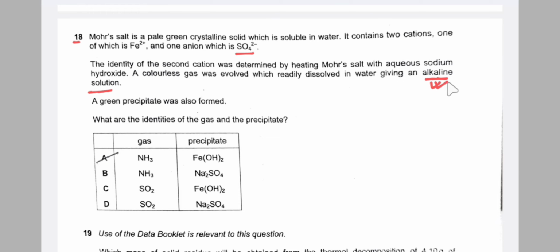As the gas gives an alkaline solution, it can be ammonia, but it is not sulfur dioxide because sulfur dioxide gas is an acidic gas, so it gives an acidic solution, not an alkaline solution. That's why it can be either A or B. Then the green precipitate is formed by iron 2 plus and sodium hydroxide. For sodium sulfate, no green precipitate is formed, so the correct answer is A.